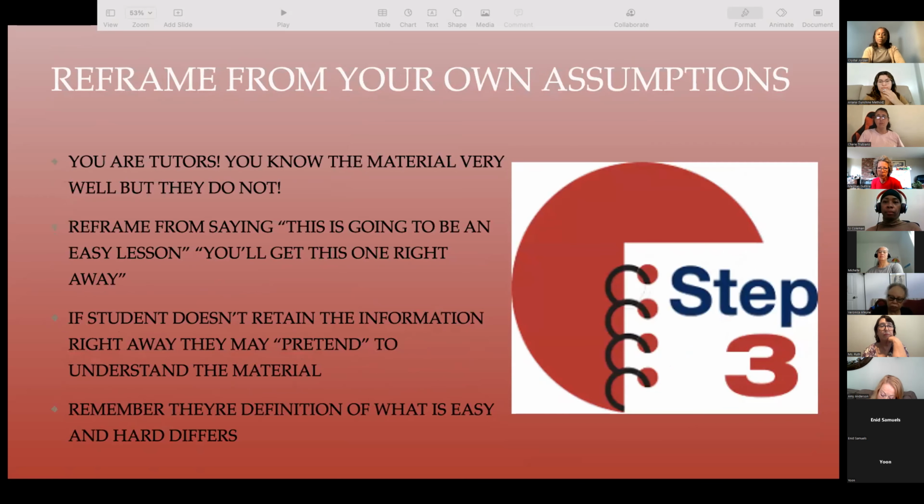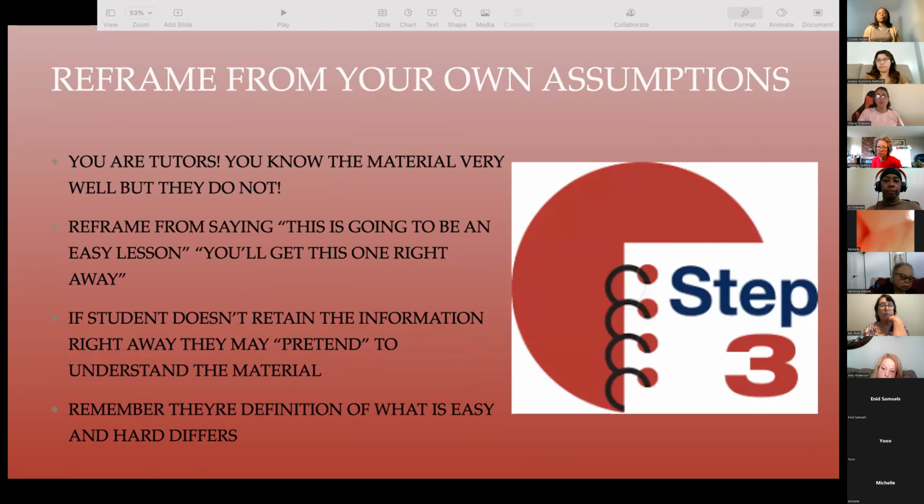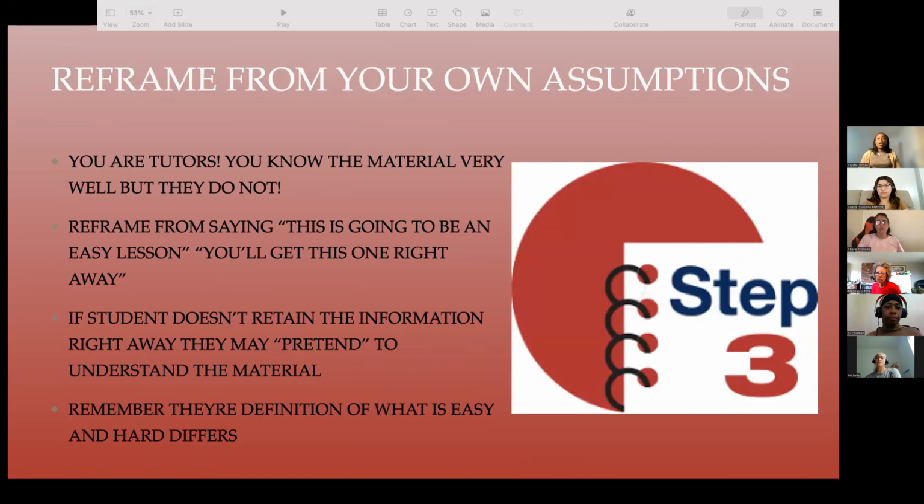The next one is refrain from your own assumptions. This is going to be really important. We as tutors know the material very well, and we just have to keep in mind that they do not. So refrain from saying this is going to be an easy lesson, you'll get this one right away, I did this with my other students, they caught on really fast.